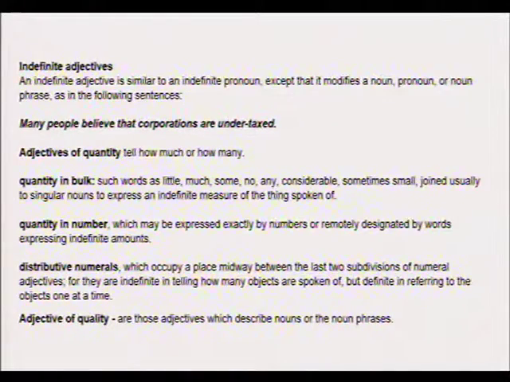Then you have the distributive numerals, which occupy a place midway between the last two subdivisions of numeral adjectives, for they are indefinite in telling how many objects are spoken of, but definite in referring to the objects one at a time. Then you get adjectives of quality, or those adjectives which describe a noun or a noun phrase.